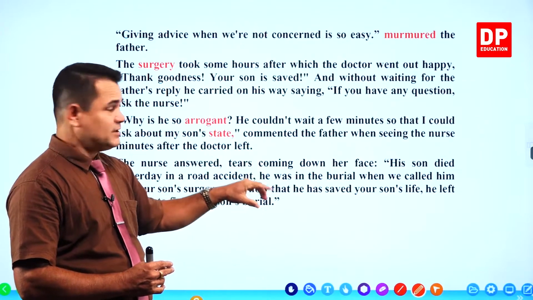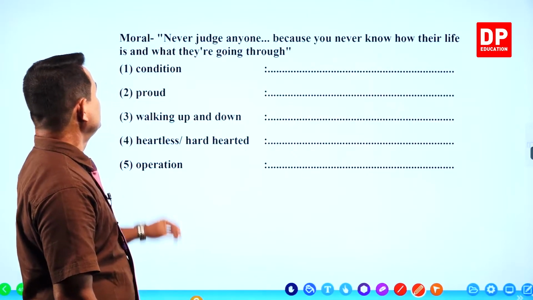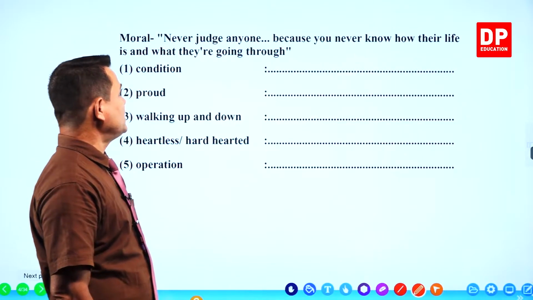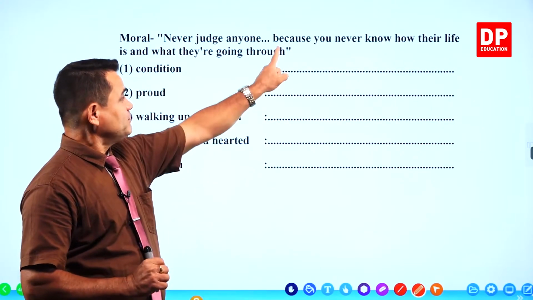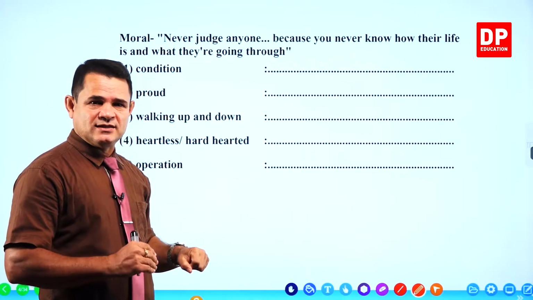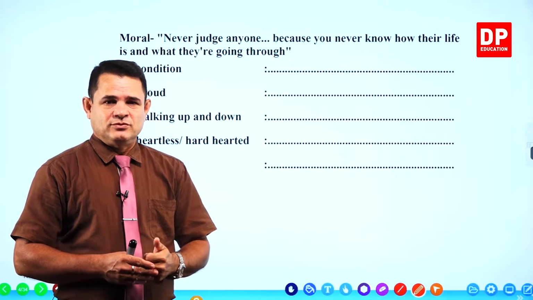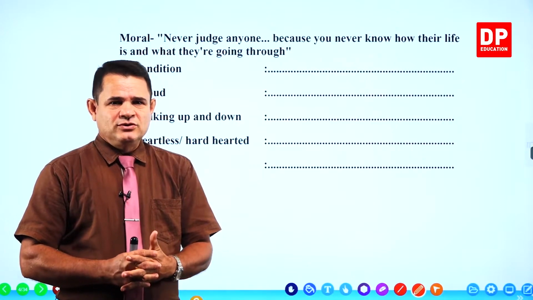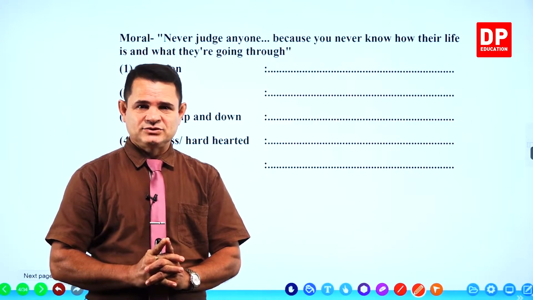Understood the story. While reading, you could guess the meaning of these words. Now let's look at the task we have been given. Moral: never judge anyone because you never know how their life is and what they are going through. Never judge anyone, because you never know how their life is, and also what they are going through. It can be happy or sad or very pathetic. We don't know. Just looking at someone, don't come to a conclusion. Don't judge. That's the moral behind this story.